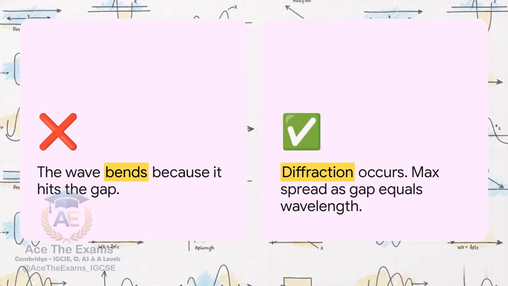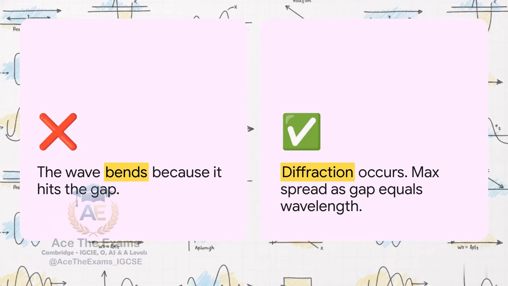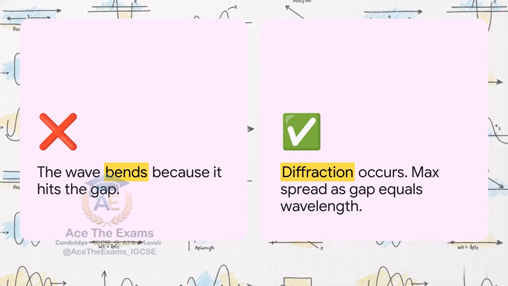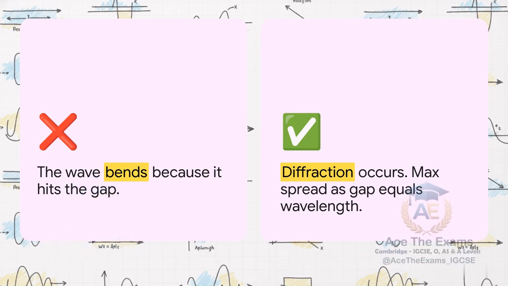Let's whip out the examiner's red pen. On one side, we have our flawed student answer. The wave bends because it hits the gap. Big fat zero. Way too conversational. Now, look at the Highmark framework applied perfectly. Diffraction occurs as wavefronts pass through the gap with maximum spread because gap size equals wavelength. See the difference? It hits every single checkpoint.